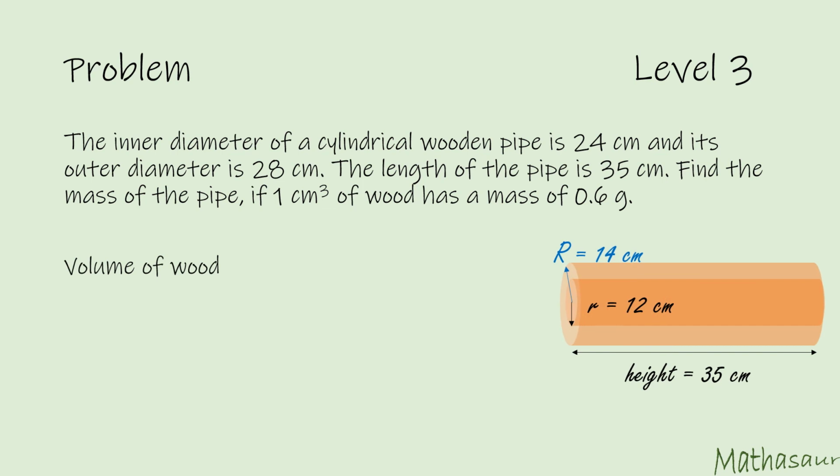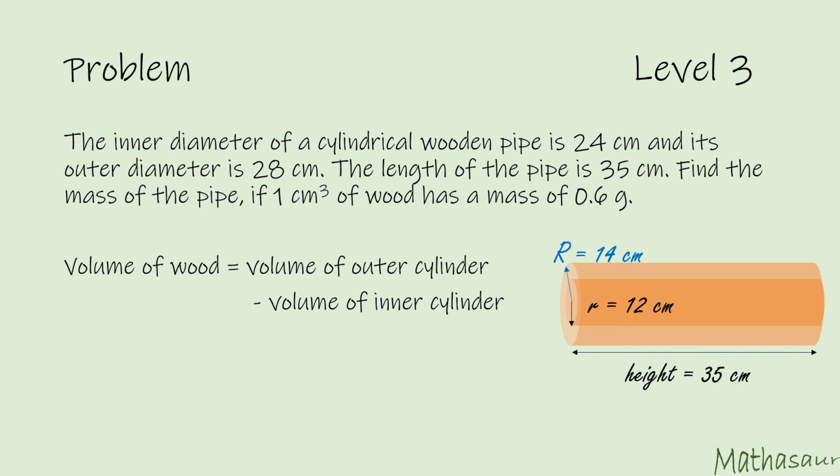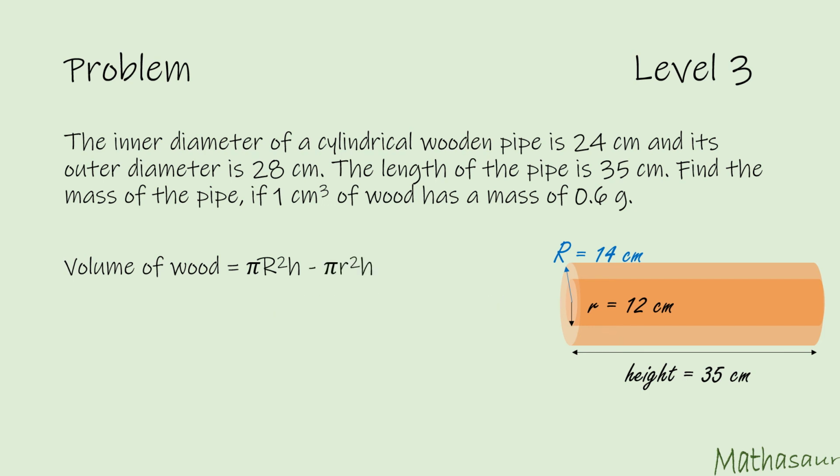So, the volume of wood required would be volume of outer cylinder minus volume of inner cylinder, since it is a wooden pipe. So, the inner cylinder is hollow. Pi times capital R square times h minus pi times small r square times h. We can take pi and h common. Let us substitute the values.